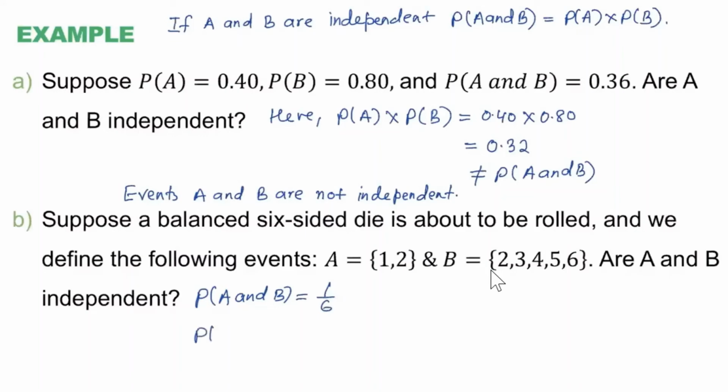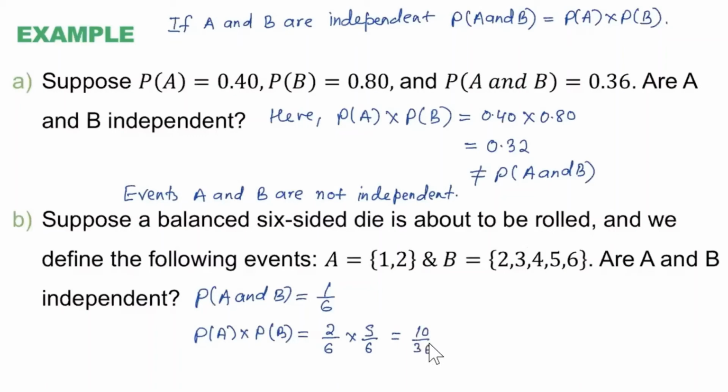What is probability of A times B then? Let's find out. What is the probability of A? There are 2 elements in A out of 6, so that is 2 over 6. And then probability of B: in B you have 1, 2, 3, 4, 5 elements, 5 elements out of 6. So if you multiply 2 times 5, that is 10 over 36.